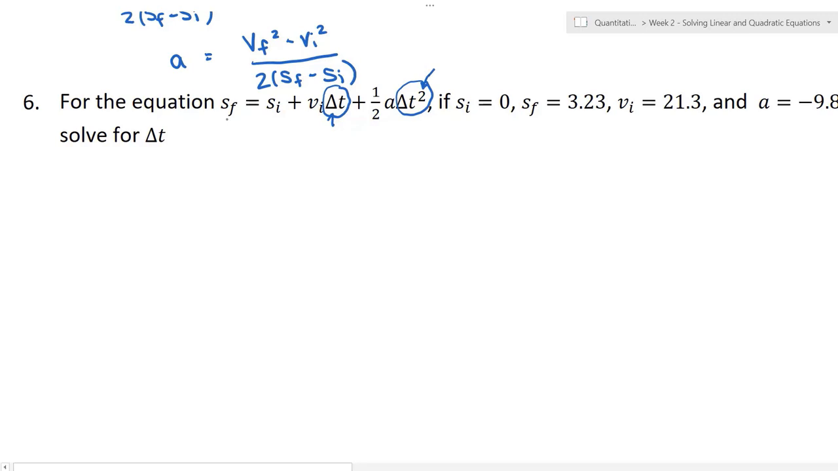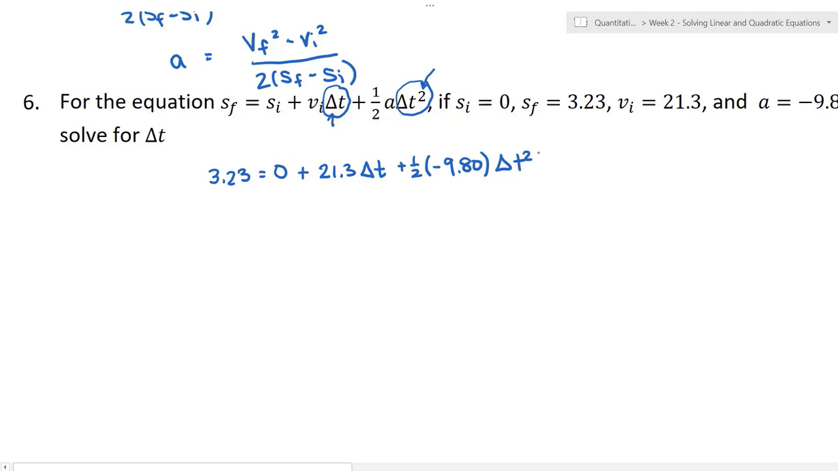I'm going to sub in my SF, SI, VI, and A into this equation. We'll see that we're left with a quadratic equation. Then we'll use the quadratic formula. So my SF is 3.23 equals my SI, which is 0, plus VI, which is 21.3. Delta T is what I'm looking for, so it's going to stay as delta T, plus 1/2. My A is negative 9.80, and then delta T squared.